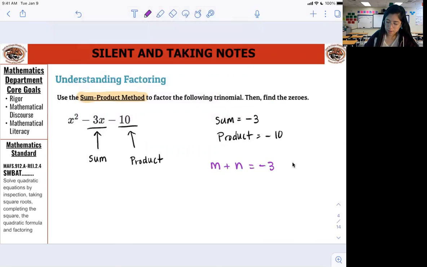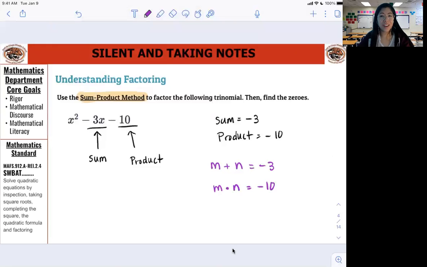And then the product is -10. And this is where factoring is a little bit interesting because you have to actually sit there and think about it for a while and go through your head and think, okay, what are two numbers that add up to -3 and multiply to make -10? And then you have to think about it until you figure it out.